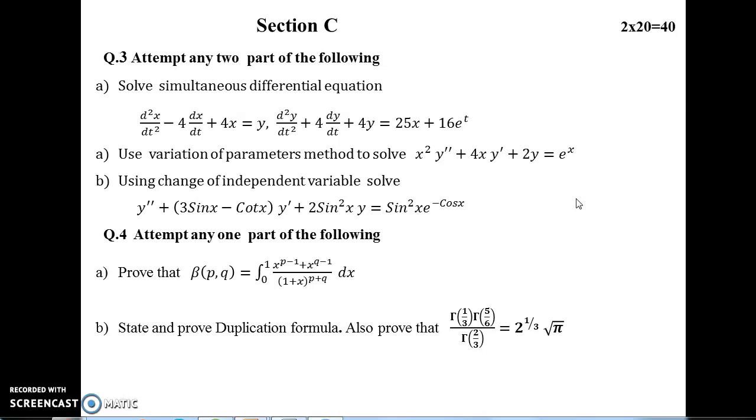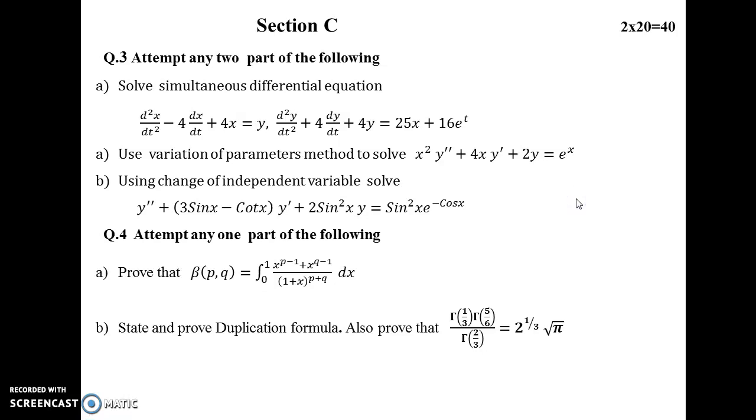Now comes question number 4, attempt any two parts. First part is prove that beta p, q equal to this one. So taking the right hand side, separate both the integrations and then solve this. In the B part, state and prove the duplication formula. First write the duplication formula and prove that, and also prove that the value of this equal to 2 to the power 1 by 3 root pi. So put the appropriate value of n in the duplication formula, you can prove this one.